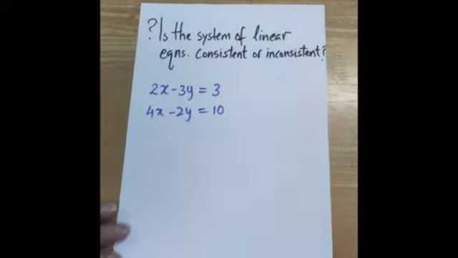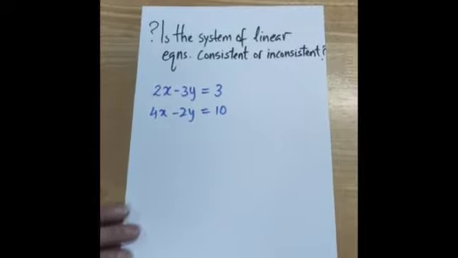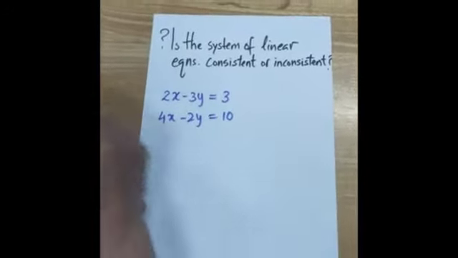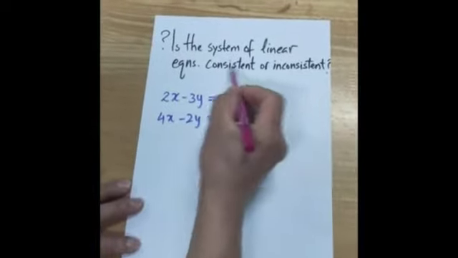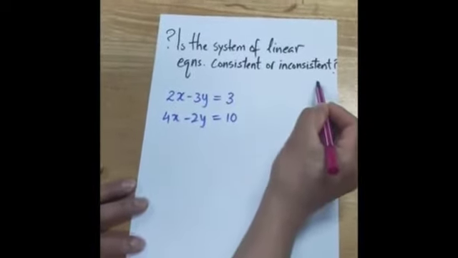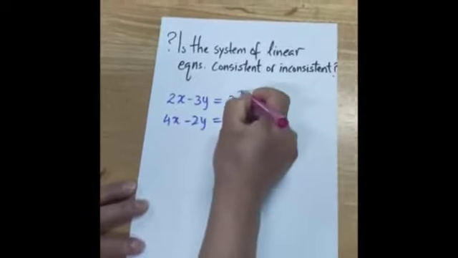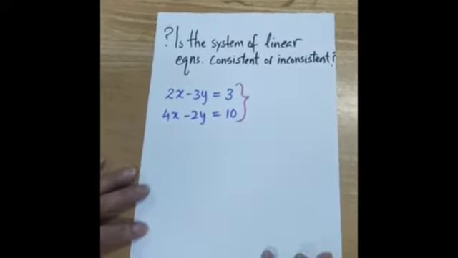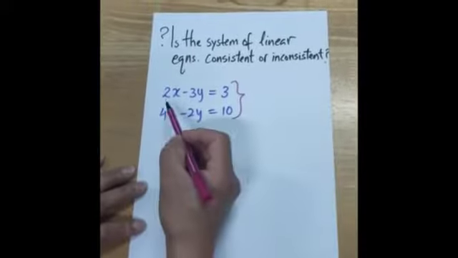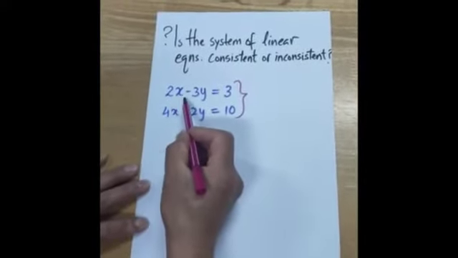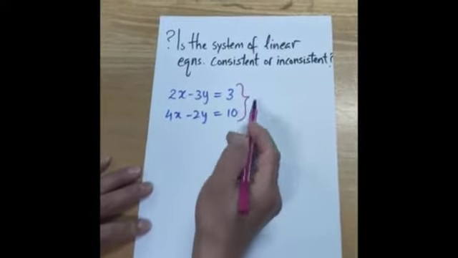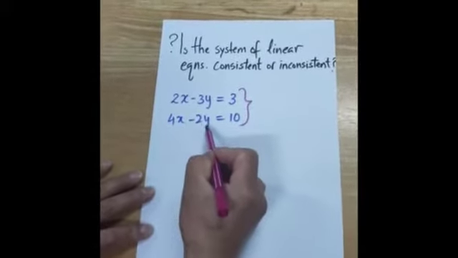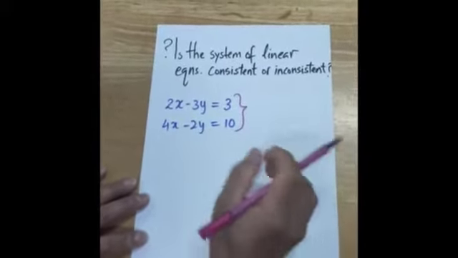Next, we'll go through an example. Is the system of linear equations consistent or inconsistent? We are given these two linear equations. In the first equation, we have 2x minus 3y equals 3. And in the second equation, we have 4x minus 2y equals 10.